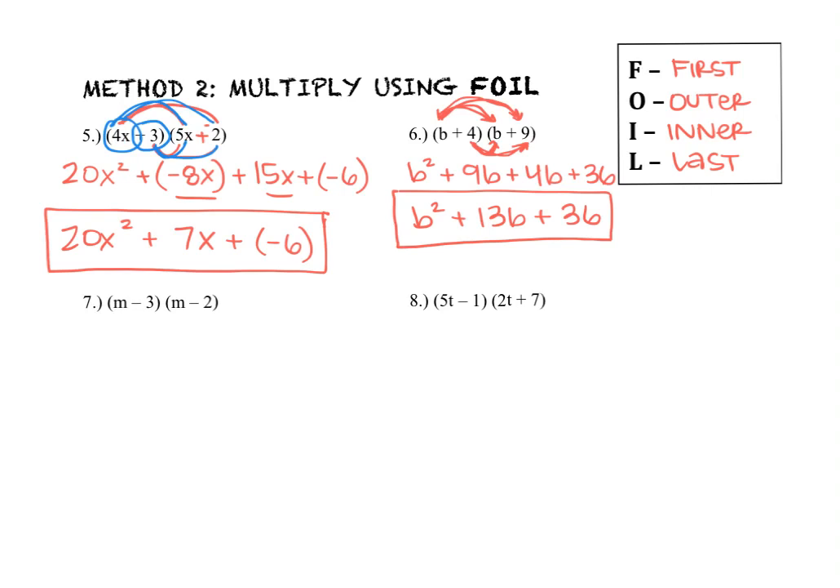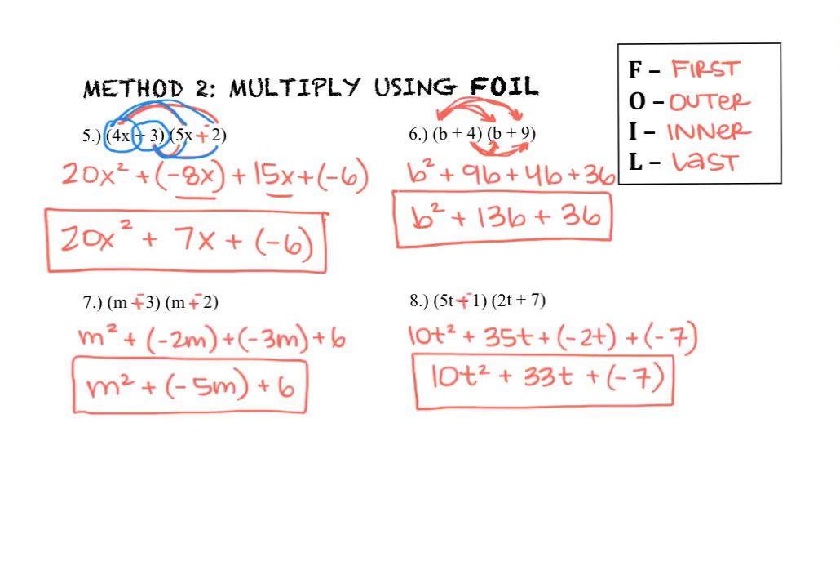All right, why don't you pause the video right now and try number 7 and 8 using this acronym FOIL to help you distribute. All right, go ahead and check your answers with mine. Again, notice you go first, then the outer terms, then the inner terms, and then the last terms, and then combine like terms to get your final answer. All right, we've got one more method to look at.